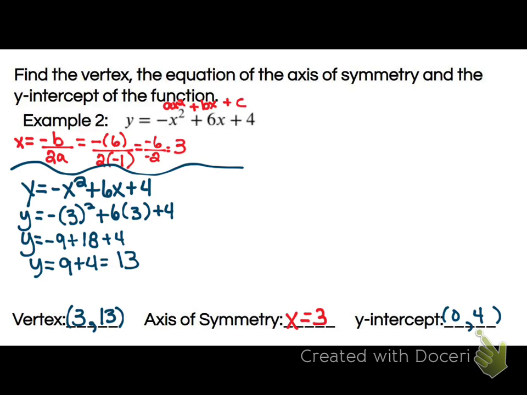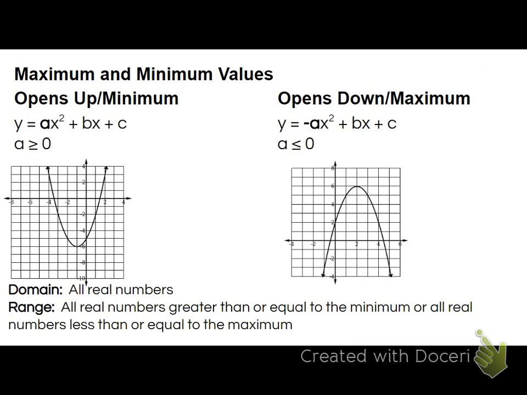Turn the page. We're going to change it up a little bit. Now we're going to talk about maximum and minimum values. So we're going to talk about if it opens up or opens down and what that means. If it opens up, that means the vertex is all the way at the bottom. It means it's a minimum. If it opens up, like it could hold water, that's going to be a minimum. That means your vertex is the lowest point on the graph.